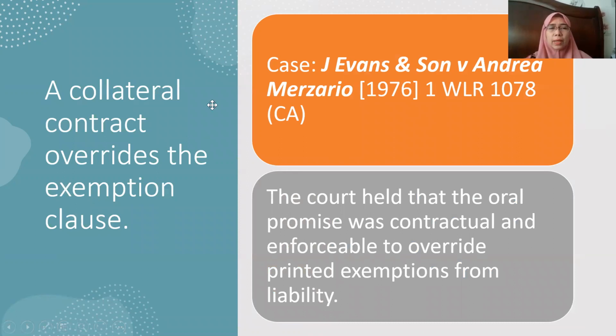And then in relation to the assumption clause, we haven't come to that particular part yet. We are going to discuss the assumption clause a little bit longer. So in relation to the principle, the collateral contract rule: a collateral contract overrides the assumption clause. Yes, it's possible for the assumption clause to be overridden by the collateral contract. This is the case of J. Evans and Sons and Andrea Merzario, 1976. This is common law, the judgment by the Court of Appeal. In this case, the court held that the oral promise was contractual and enforceable, it is valid basically. So it overrides printed assumptions from liability. Usually assumption from liability in the form of an assumption clause is printed. So the oral promise prevails over this assumption, because the assumption is meant to exempt liability from the wrongdoer, the one who breached the contract.